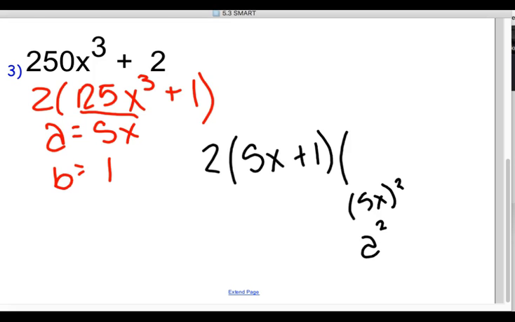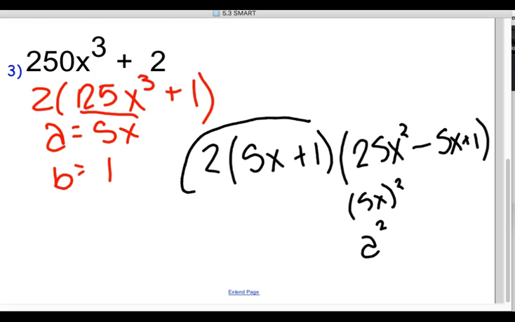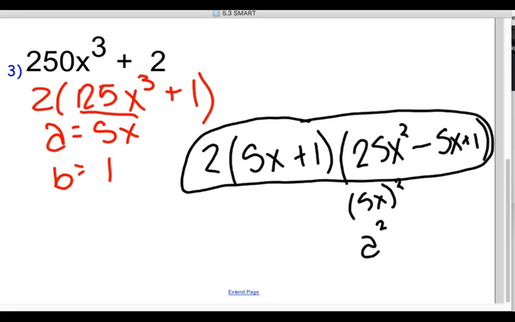So it's saying 5x squared, which is not 5x squared, it's 25x squared. So when it says a squared, if there's a number and a variable, they both get squared. And then is it plus or minus? Minus a times b, so 5x times 1, plus b squared, what's 1 squared? 1. Again, this second part is never going to be able to be factored, so you're just done right there. So once you know a and b, it's just plugging into the formula.